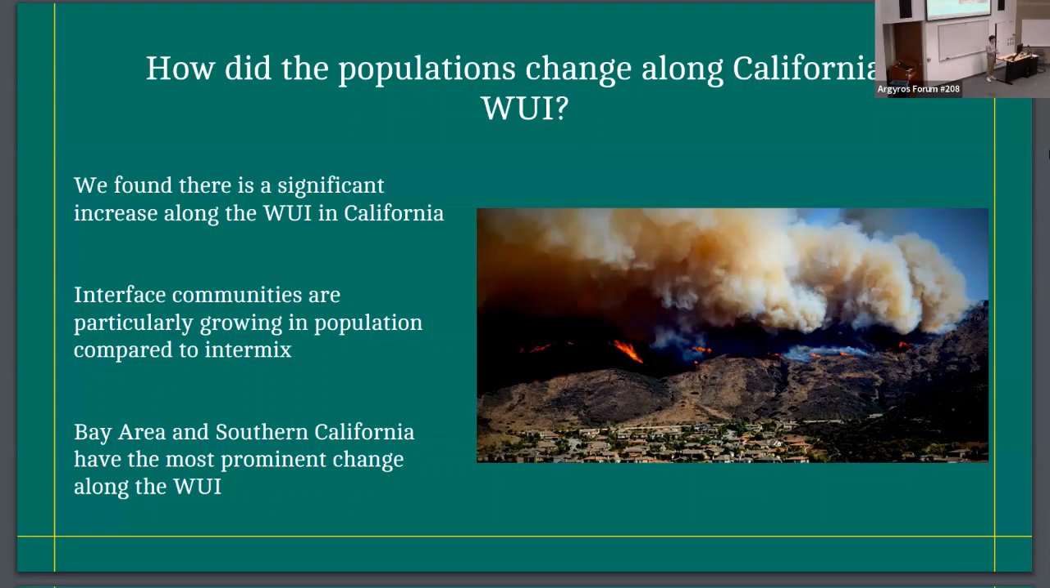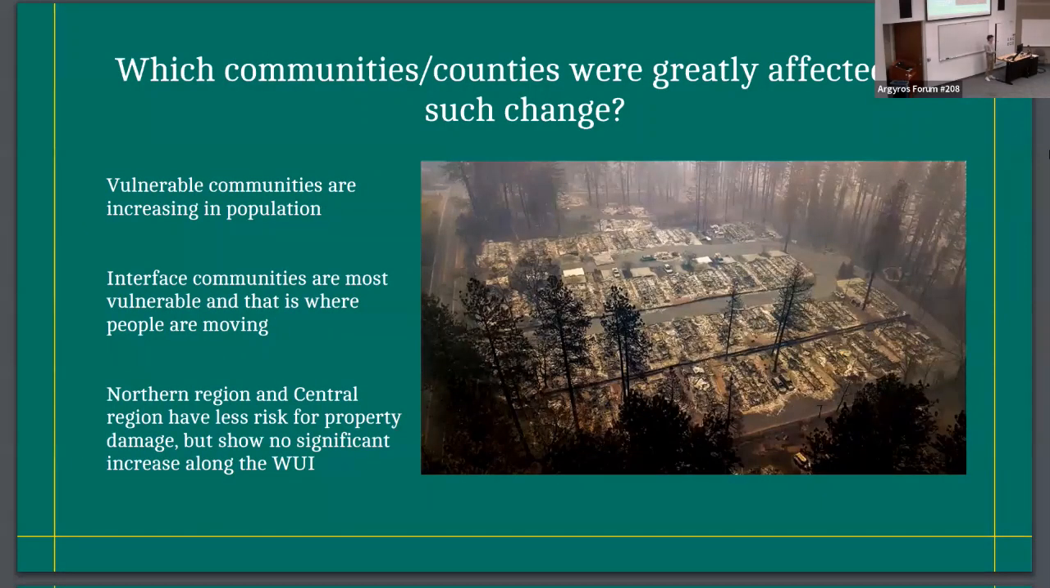We see that there's more destruction in the WUI. There's especially more destruction in the interface communities, and these are the communities that are growing in population compared to the intermix. And it kind of shows you what people take into account when they decide where they're going to live, and also which communities and counties were greatly affected by such change. So we're seeing that the Bay Area and Southern California are having that significant change.